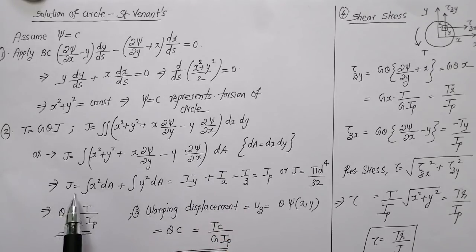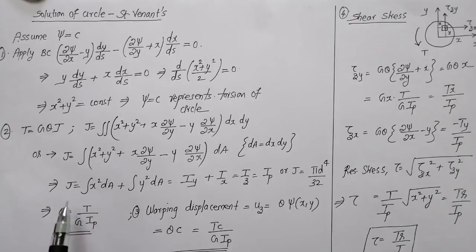I will get the equation J is equal to integral x square dA plus integral y square dA, which is equal to Iyy plus Ixx, which is equal to Iz or Ip or J, the polar moment of inertia, pi d raised to 4 by 32. Why pi d raised to 4 by 32? Because this section is a circle. Now theta is equal to T by GIp or T by GJ.